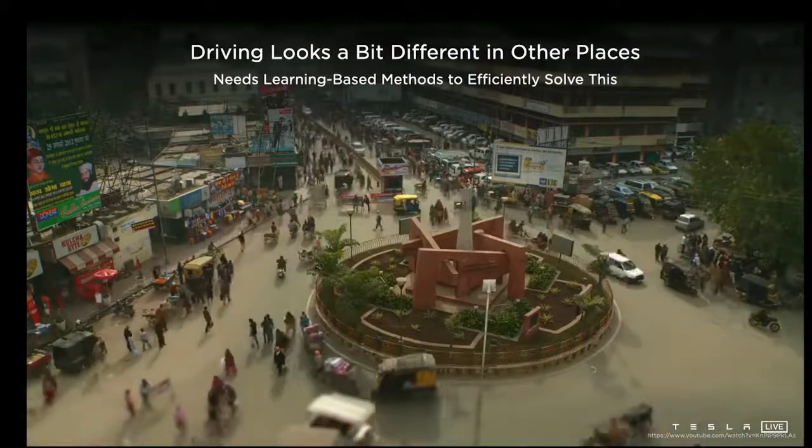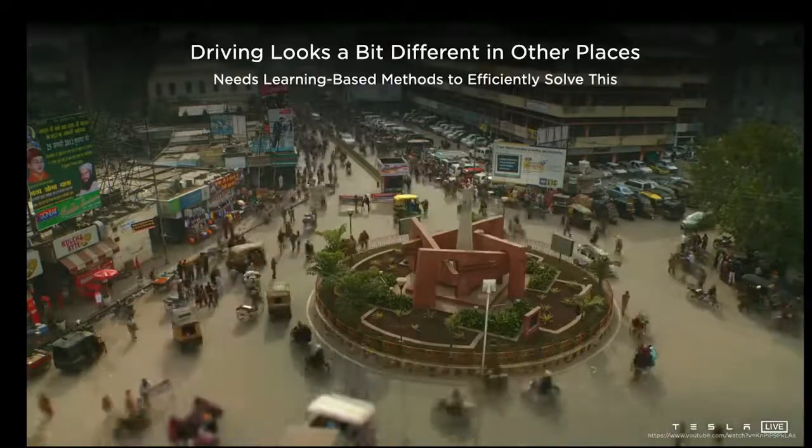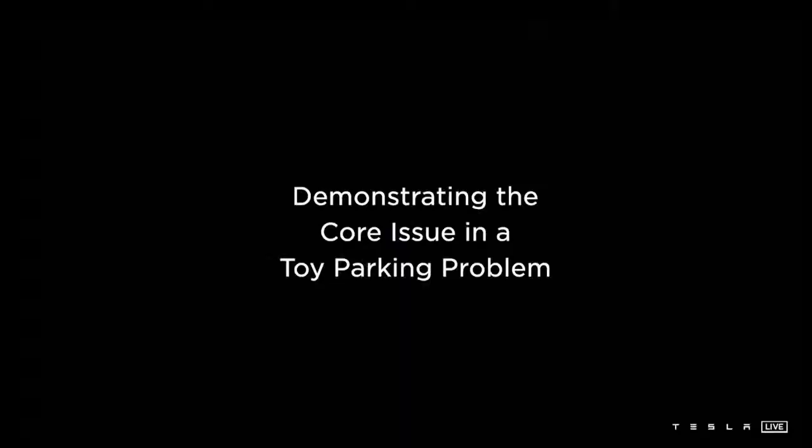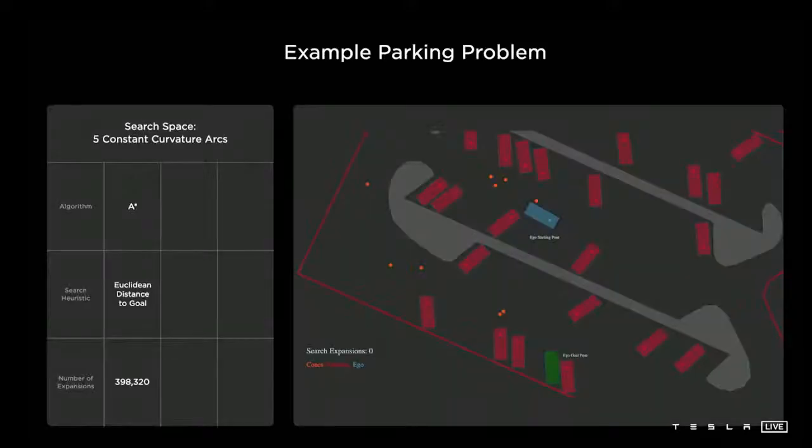And I want to show why this is true. So we're going to go from this complicated problem to a much simpler toy parking problem, but one that still illustrates the core of the issue. Here, this is a parking lot. The Ego car is in blue, and it needs to park in the green parking spot here. So it needs to go around the curbs, the parked cars, and the cones shown in orange here.